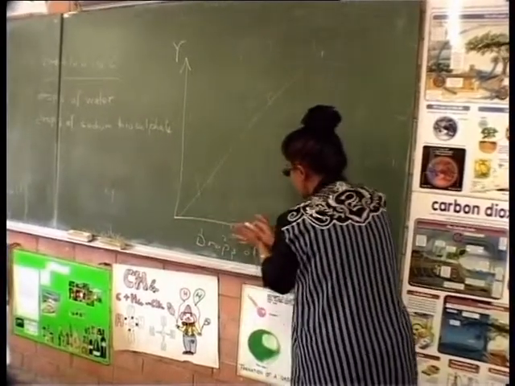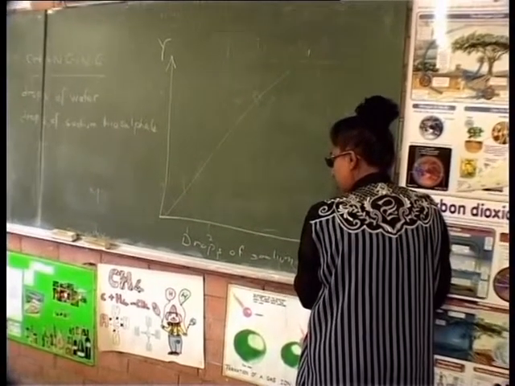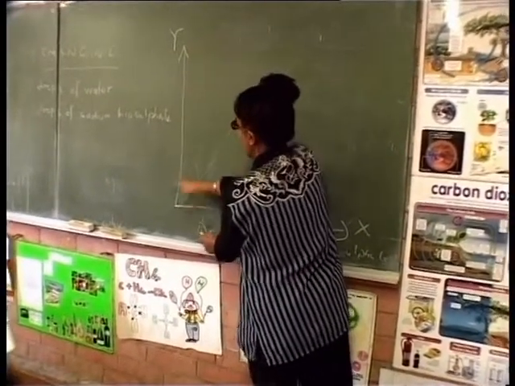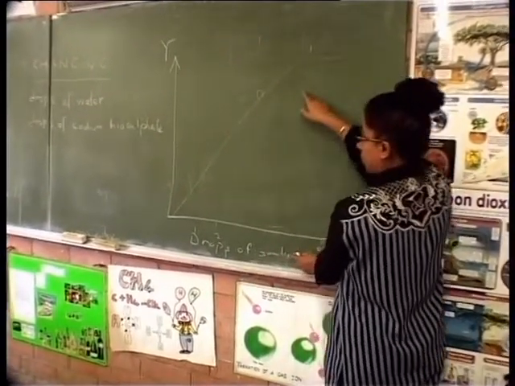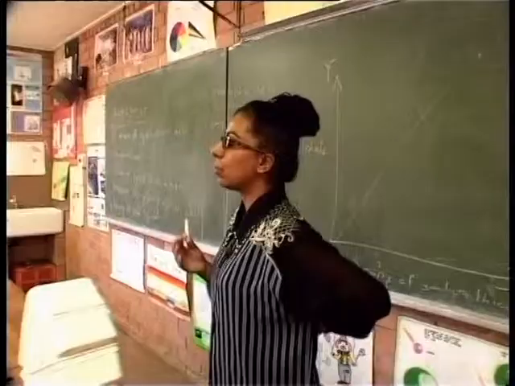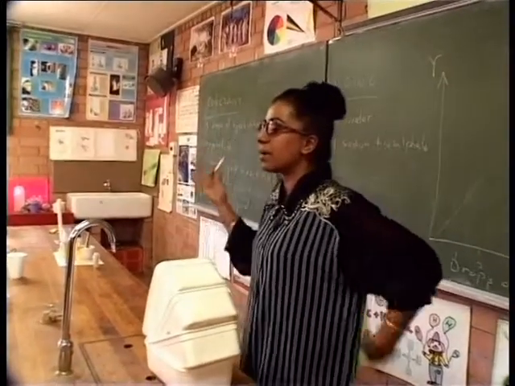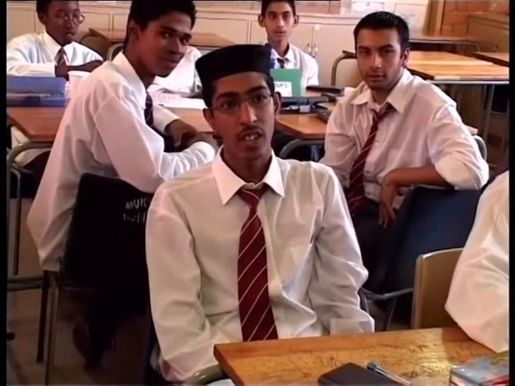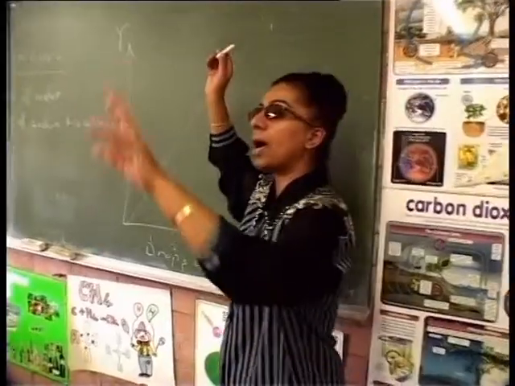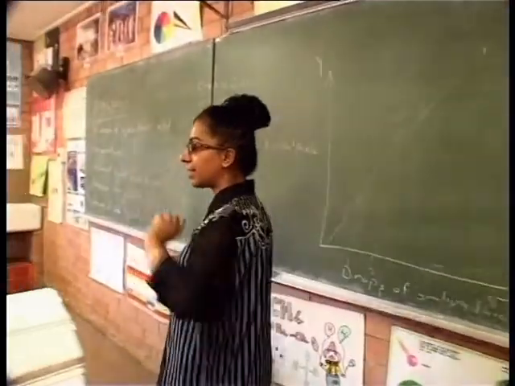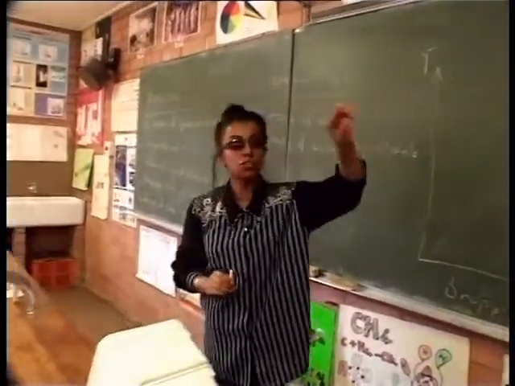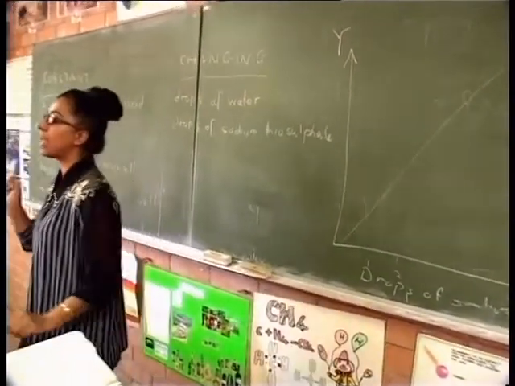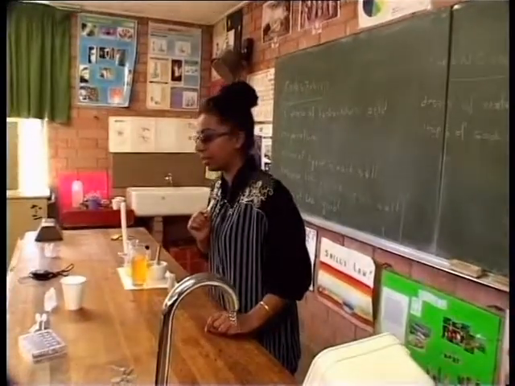Now let's check, what does the graph say? As you increased concentration, something happened to the rate of reaction. It's directly proportional. What is meant by directly proportional? As the concentration increases, the rate of the reaction also increases. So the outcome of your practical is that concentration also influences rate of reaction.